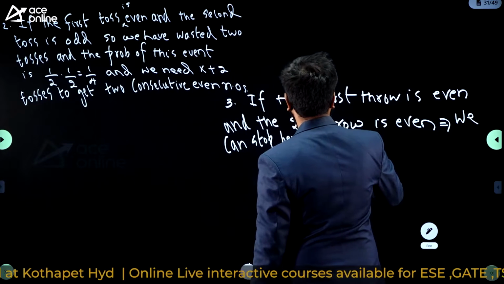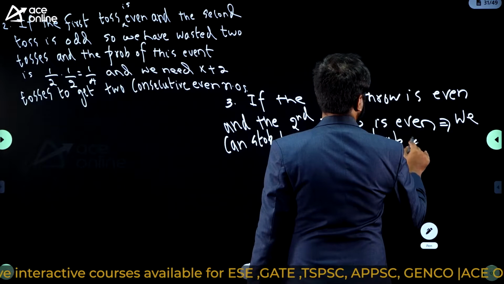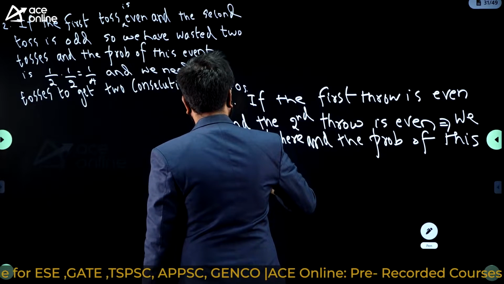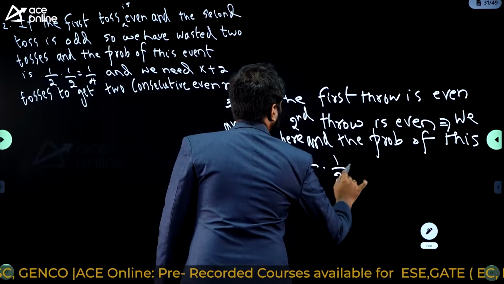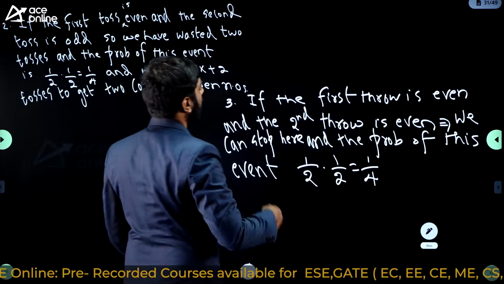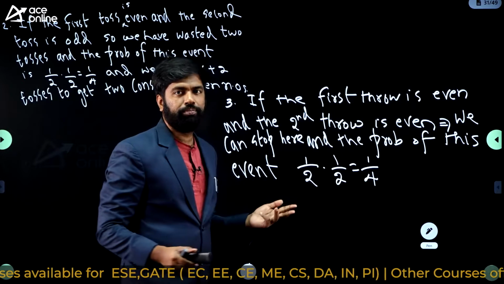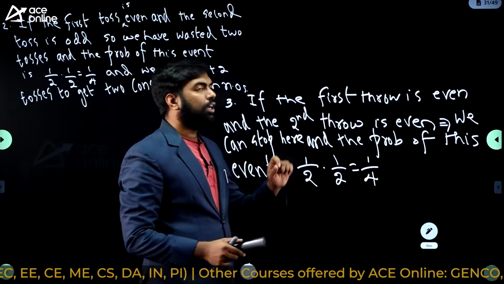So the probability of this event is 1 by 2 into 1 by 2, which is 1 by 4. And how many throws we needed here is 2 throws. First throw even, second throw is also even. Now these are the 3 cases.